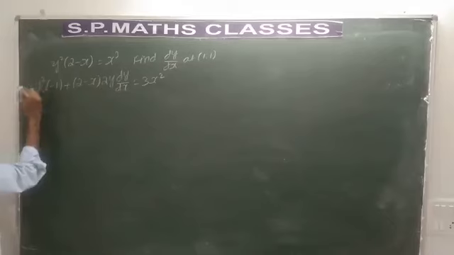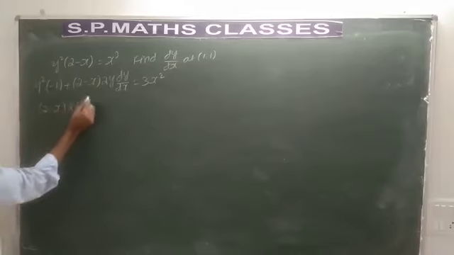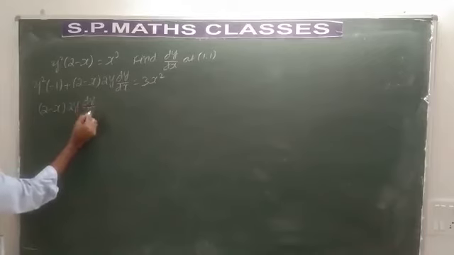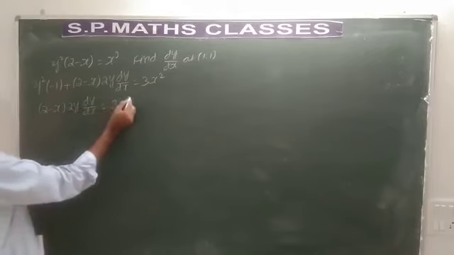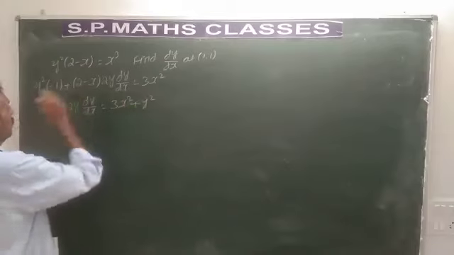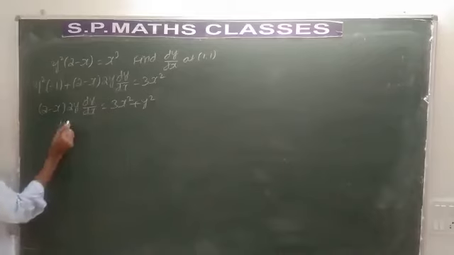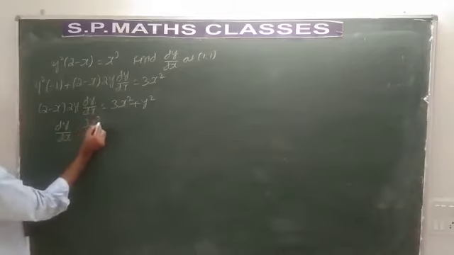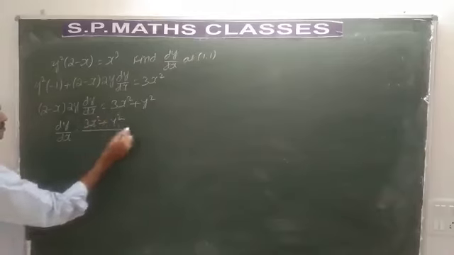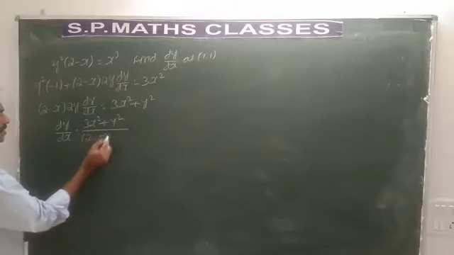Now, (2 minus x) into 2y into dy by dx is equal to 3x squared plus y squared. Minus y squared, take it to the RHS, becomes plus y squared. What is dy by dx? (3x squared plus y squared) divided by (2 minus x) into 2y.